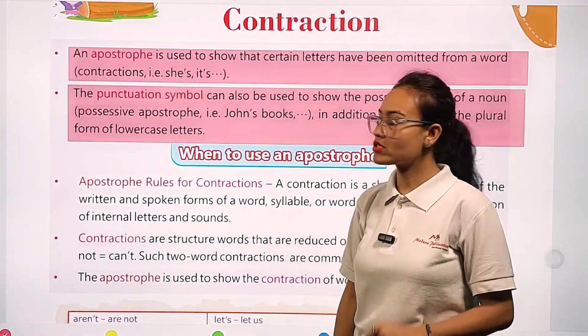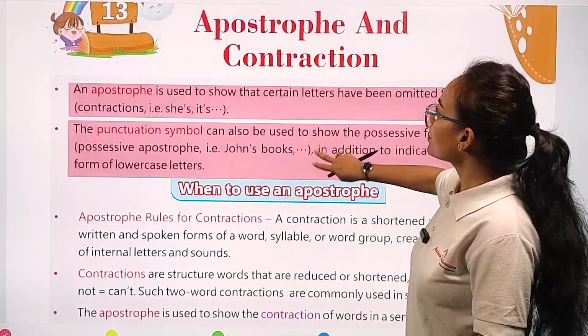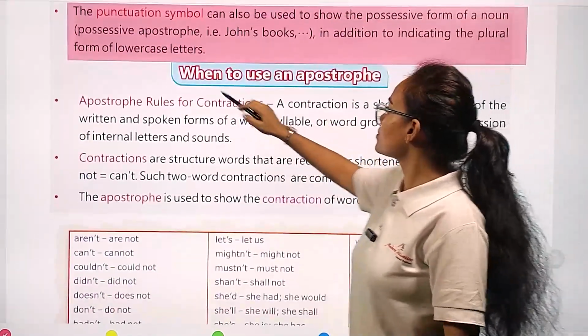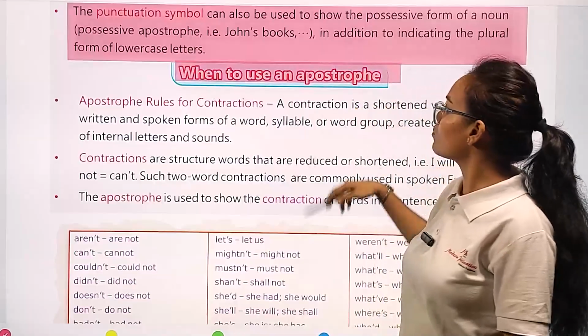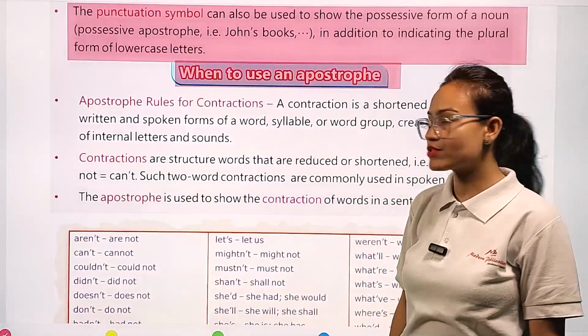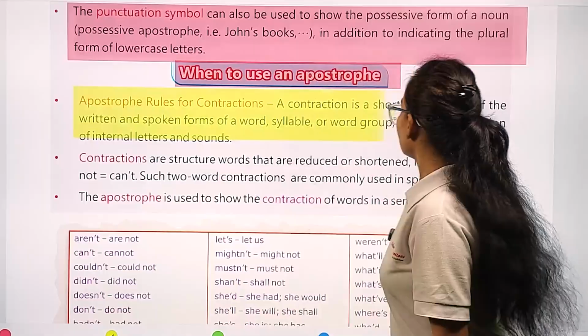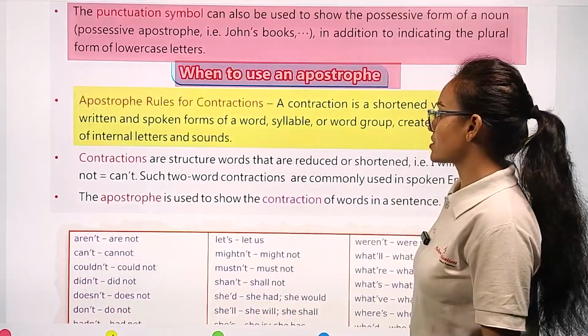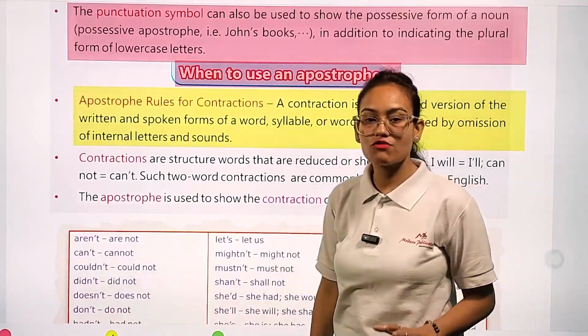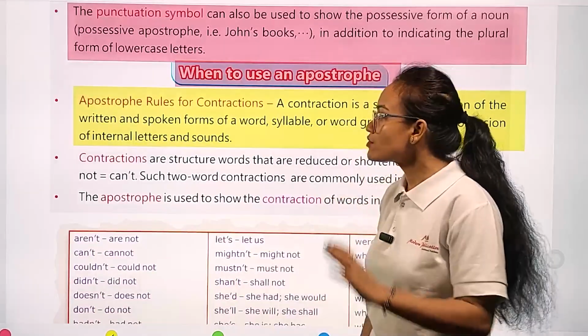lowercase letters. Now my dear students, we are going to see when we are going to use apostrophe, means in what condition we are going to use apostrophe. So these are the conditions. Apostrophe rule for contractions. So the first thing which we are going to see in this chapter is apostrophe rules for contraction.